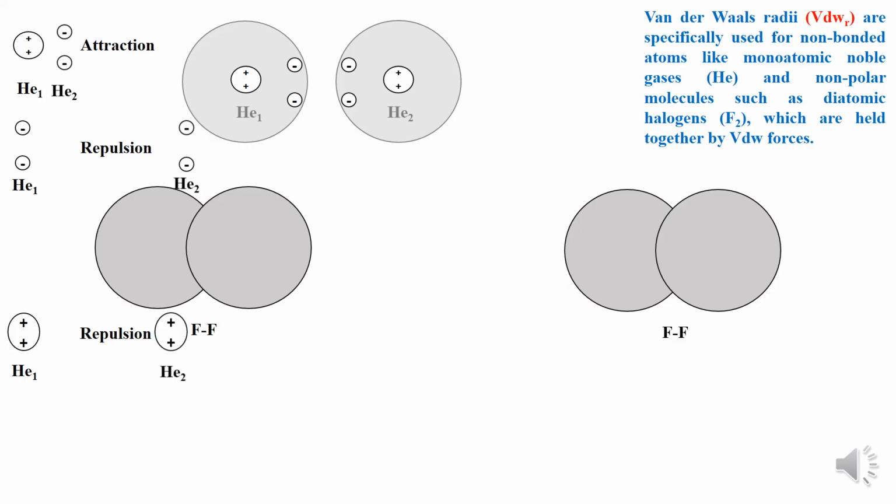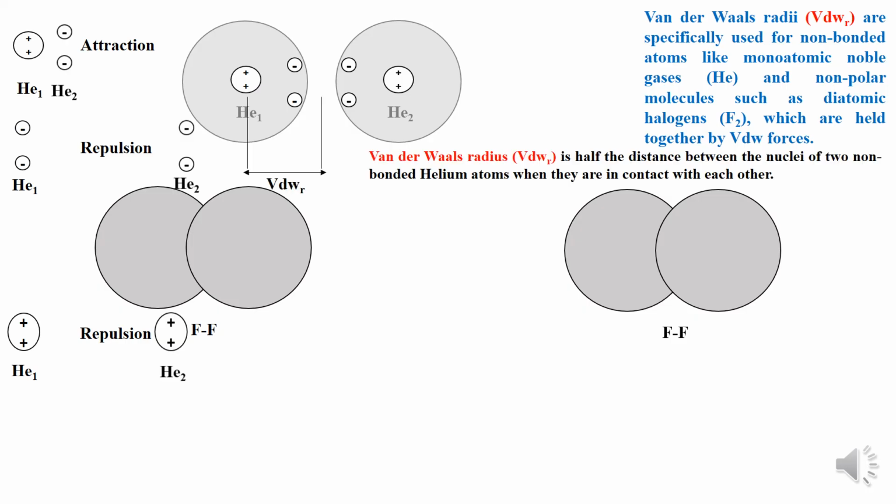So it is the attractive force which brings the 2 helium atoms close together, and it is the 2 repulsive forces which stop the helium atoms from further approaching each other. So the van der Waals radius will be half the distance between the nuclei of 2 non-bonded helium atoms when they are in contact with each other.